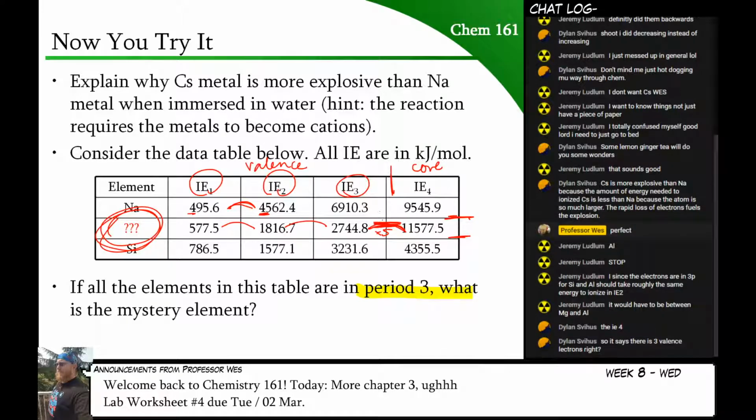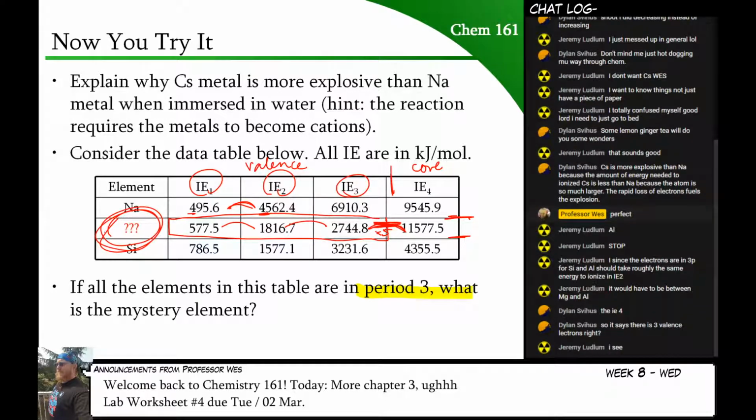Yep, perfect. That's right. So these are the valence electrons that were ionized right here. And then that last one was core. So what element has 3 valence electrons and is in period 3? That's important. Because if I didn't say it was in period 3, you could have said boron or gallium or indium or anything in that group. And so the correct answer is aluminum. So just by looking at this data, you can determine what element is present and make a prediction based on where the big jump is.